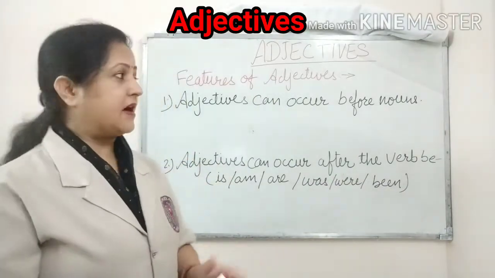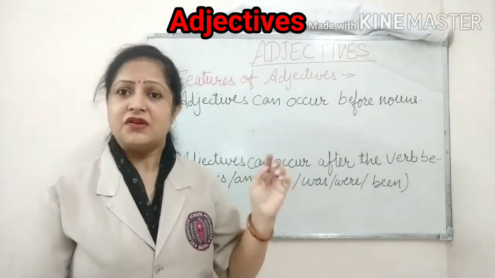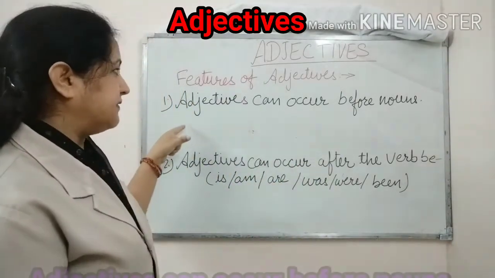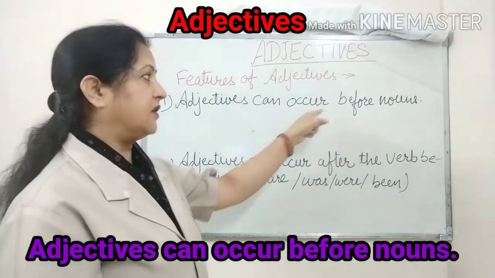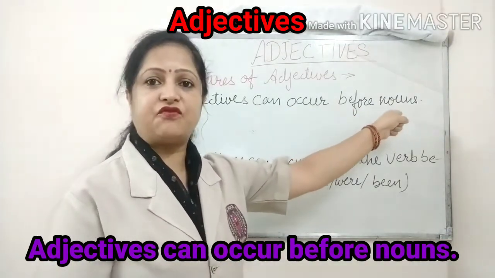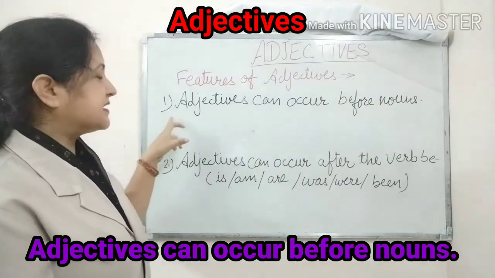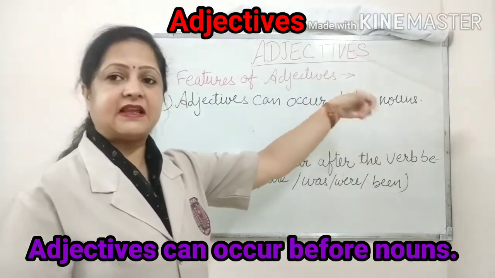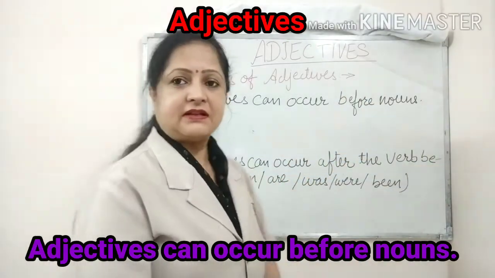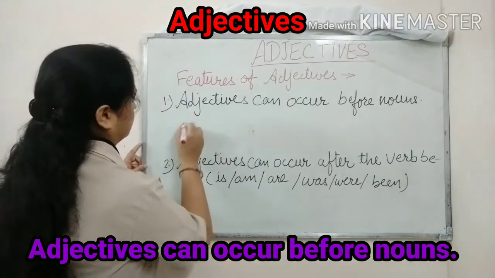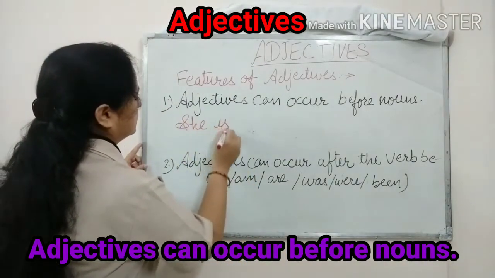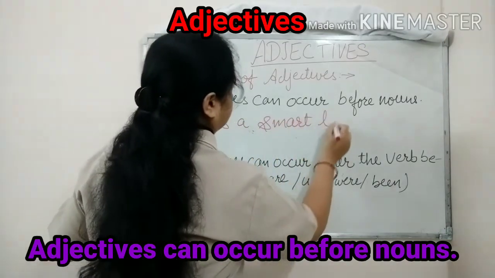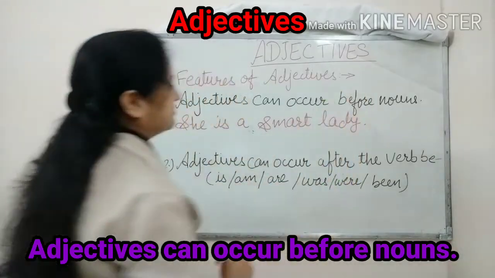So there are mainly 4 features of adjective. We will discuss all these features one by one. The first feature of adjective is that adjectives can occur before nouns. Let's understand it with the help of an example. The example is, she is a smart lady.